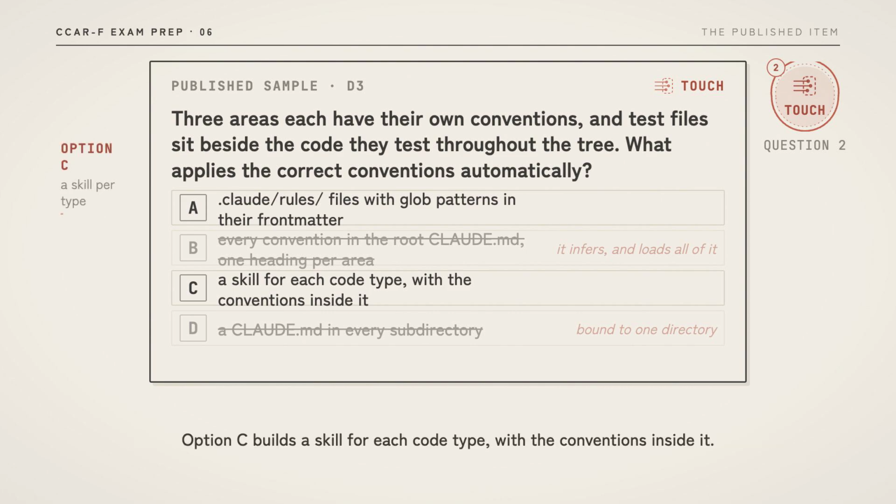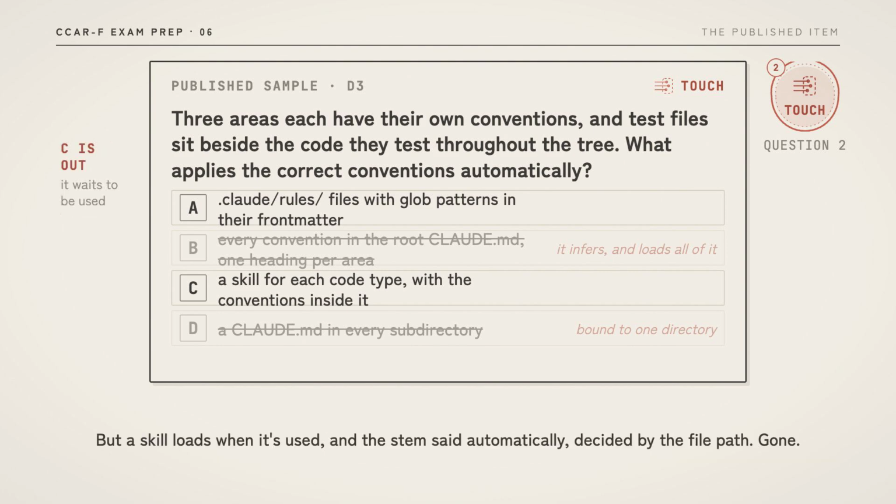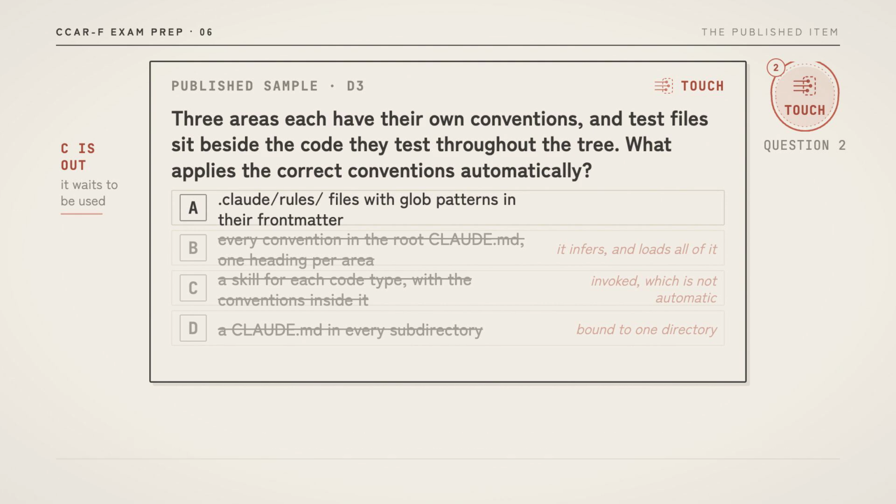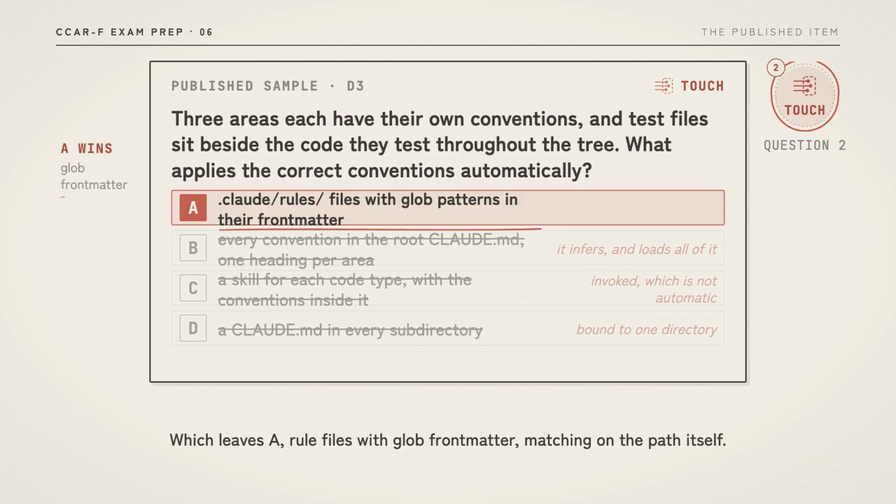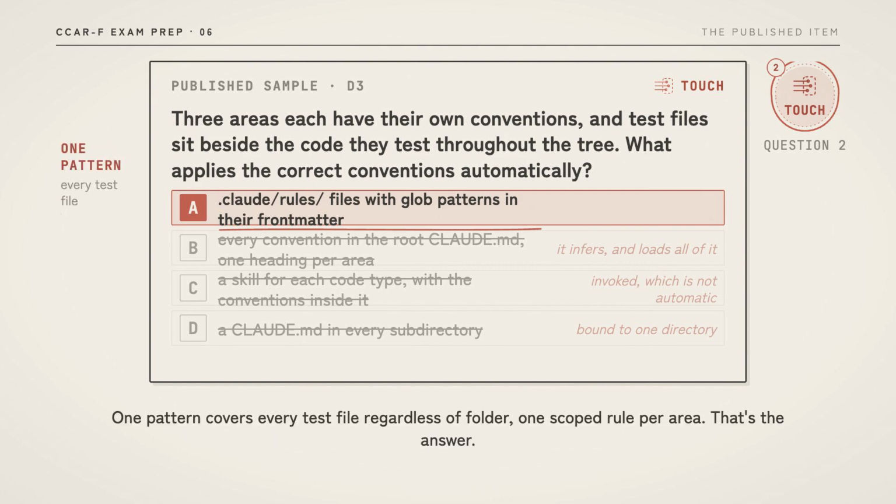Option C builds a skill for each code type with the conventions inside it. But a skill loads when it's used, and the stem set automatically, decided by the file path, gone, which leaves rule files with glob frontmatter matching on the path itself. One pattern covers every test file regardless of folder, one scope rule per area. That's the answer. Notice the word that did the work, automatically, it killed the option that needed somebody to choose.